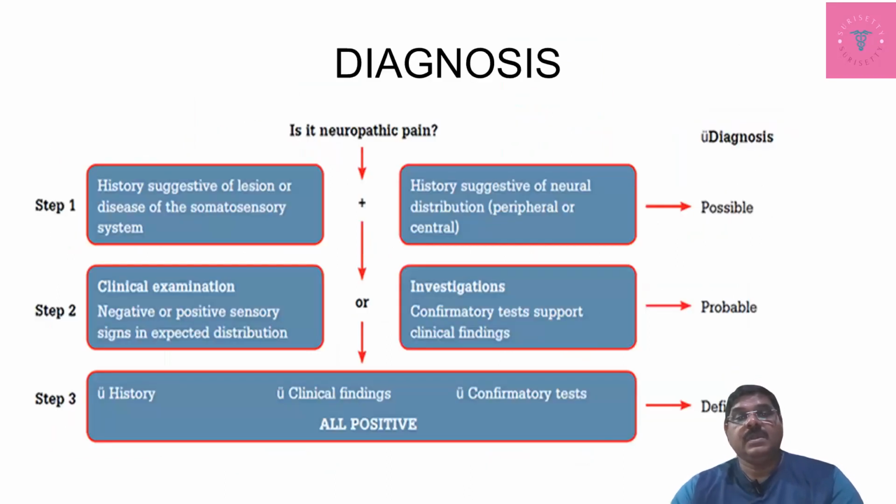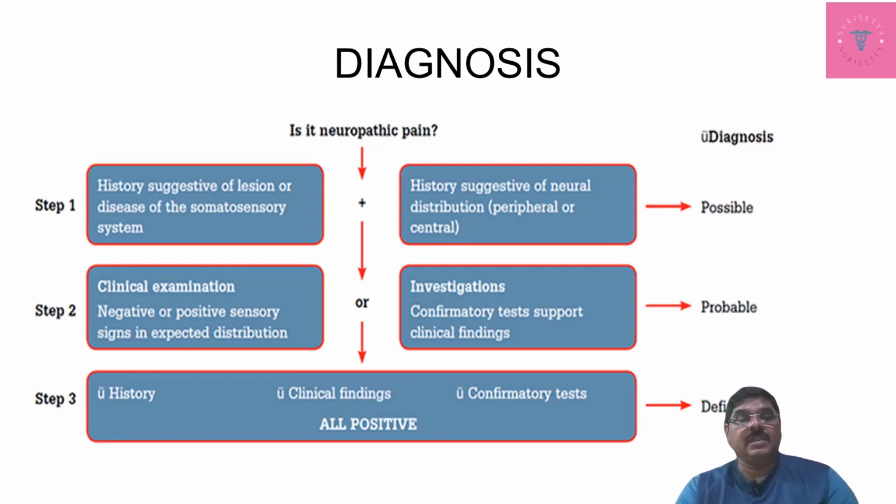So how to diagnose? Diagnosis is by history, clinical examination, and investigations. So there is a possible diagnosis, a probable diagnosis, and a definitive diagnosis. What is a possible diagnosis? We will take the history. History suggests a lesion or a disease of the nervous system, or a history suggestive of a neuroanatomical distribution, whether peripheral or central. Then we come to the possible diagnosis and the probable diagnosis. To the history, you have to add the clinical examination. In the clinical examination, as we already discussed, the negative and positive signs, the patient will tell us.